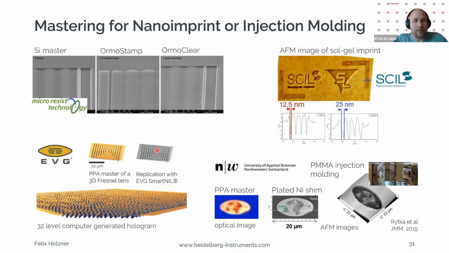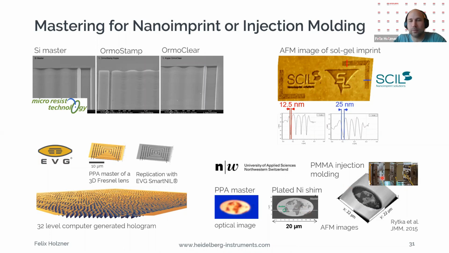But interestingly, you can also use the PPA thermally responsive resist directly to make a transparent UV soft master, like in the SmartNil process from EVG or in the Skill process. So that's interesting. And even maybe more interesting is you can use this PPA master, this 3D structure, and directly on top, you can make a plate nickel.